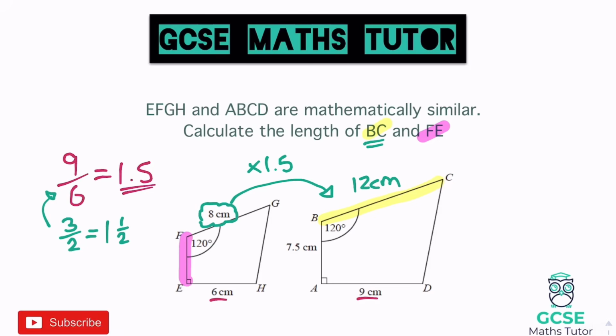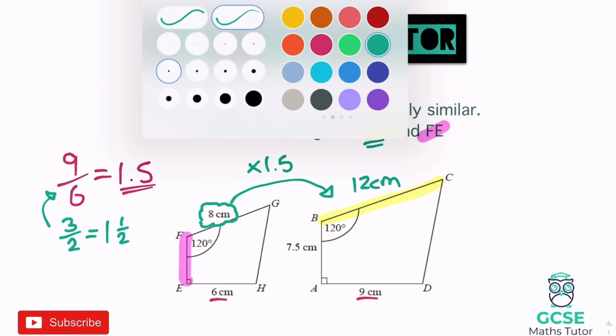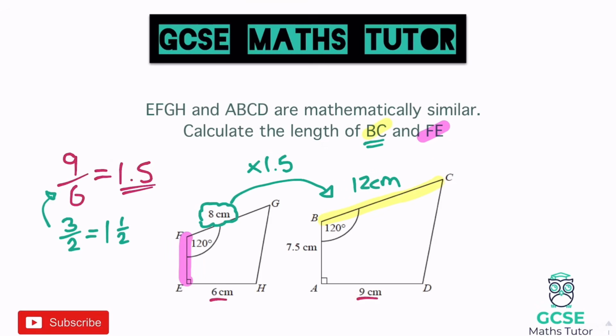Obviously you can do your multiplying decimals, so 8 times 1.5 if you didn't have a calculator. Moving on to the other one, we've also got to find the length FE, and that's matched up with this length here, 7.5. So to get from 7.5 down to the smaller length, this is where we are going to divide by the scale factor.